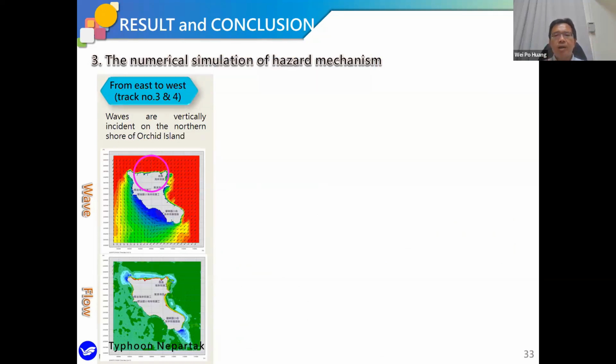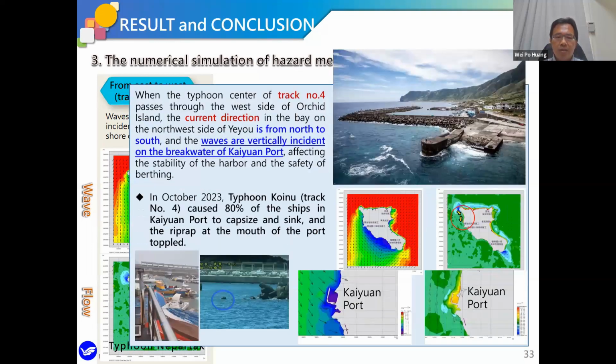As mentioned earlier, our simulation involves studying typhoons propagating along different routes to assess hazard-prone areas. In the case of a typhoon moving from east to west, the waves are vertically incident on the northern shore of Oki Island. One validation case is Typhoon Koinu. In October 2023, during this event, the waves were vertically incident on the breakwater of Kaiyuan Port, significantly impacting the stability of the harbor and the safety of the berthings.